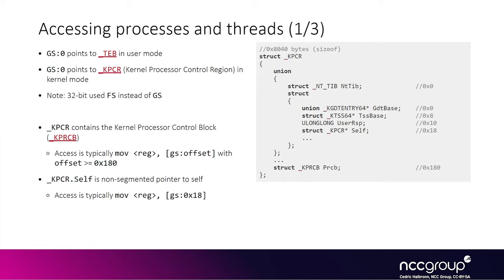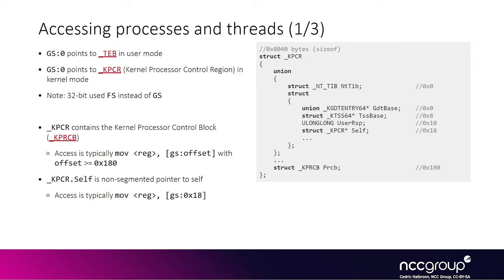And that structure is called KPCR, for Kernel Processor Control Region. The main point is that when you are reversing the Windows kernel, you'll often see something like mov register, then reference GS and offset. These basically represent an access to some given offset from the GS segment selector, and that instruction indicates to save that value into a temporary register.